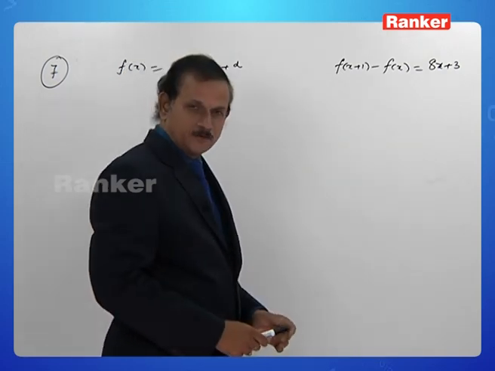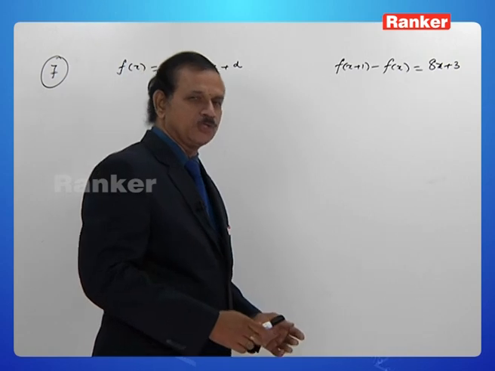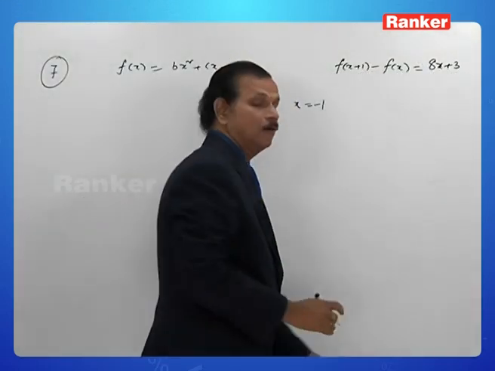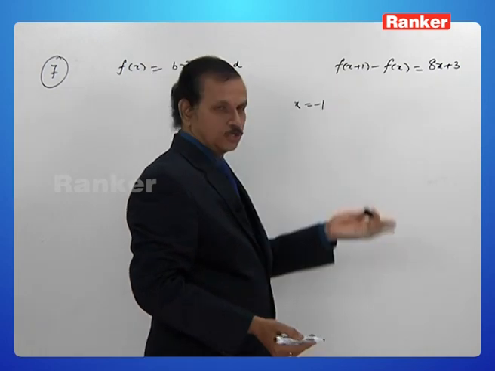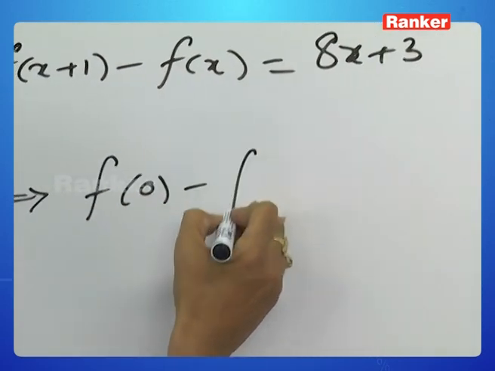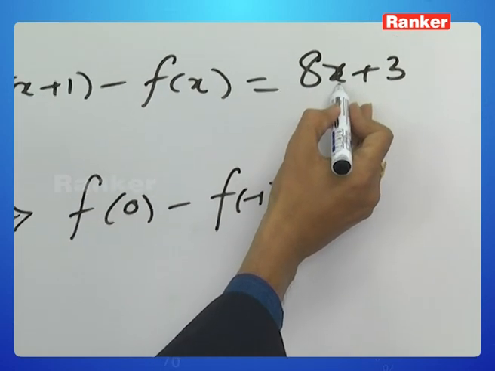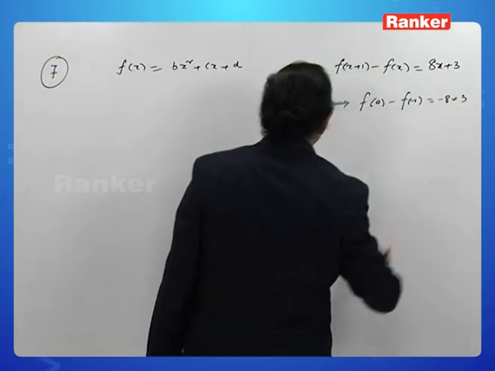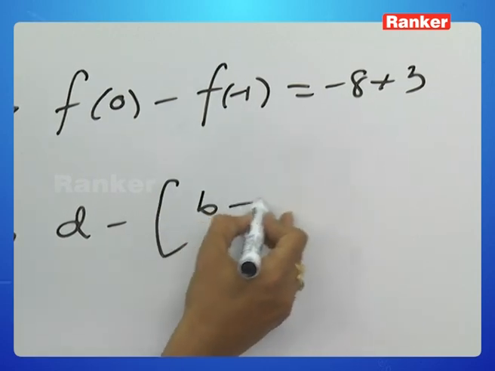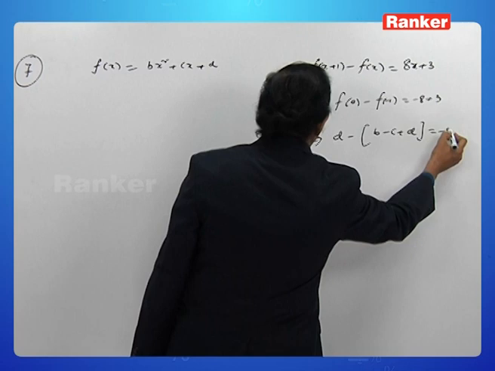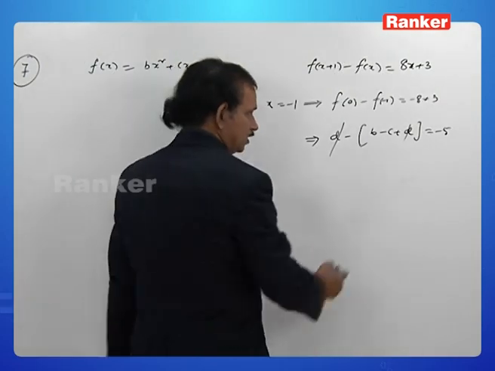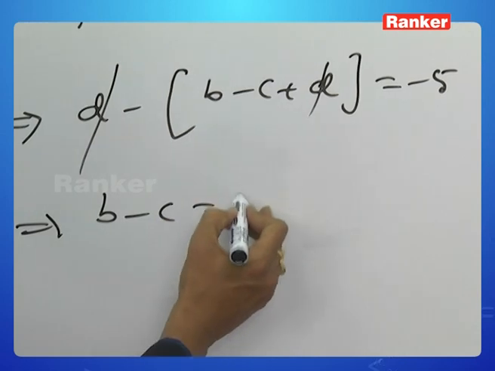As it is an identity, you can replace x by any real number if you want. I like to take x is equal to minus 1 in the beginning. Why? Just to make this 0. Let me see what is going to happen. x is equal to minus 1 implies f of 0 minus f of minus 1 is equal to 8 into minus 1, which is minus 8, plus 3. What is f of 0? It is d. What is f of minus 1? It is b minus c plus d, and the right side is equal to minus 5. From this, d and d can be cancelled. Minus of b minus c is equal to minus 5. It means that b minus c is equal to 5.